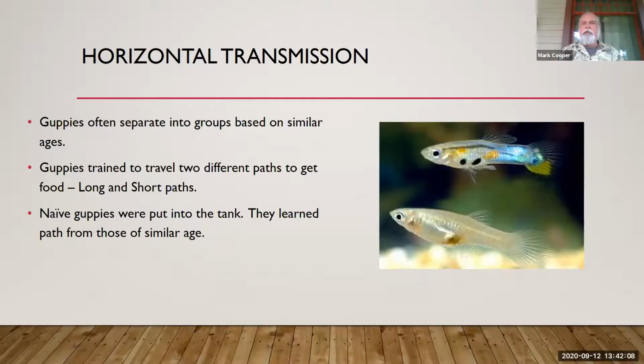And it turned out that they didn't follow their parents. They actually followed their peers. And so they would take the long path, although the short path was the easiest and quickest to food. They would actually, if there was a young guppy that had been taught the long pathway, even though they see their parents going to the quick way, they will follow and would actually use the long path method. So again, not genetic, definitely learned, and this time not learned from the parent, but learned from their peers.